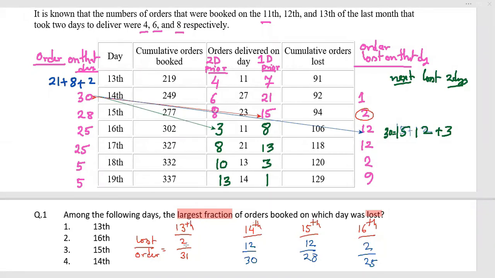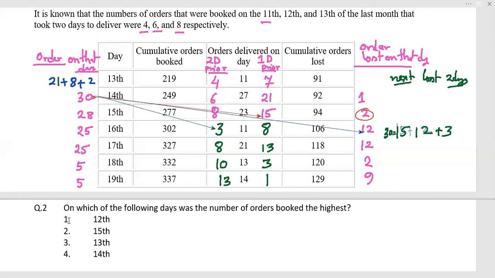Out of all those fractions, we need to find which fraction is the largest. Now we can see that 12 by 28 is the largest, because 2 by 25 and 2 by 31 are smaller, and between 12 by 30 and 12 by 28, 12 by 28 is definitely the largest. So the answer for this question is 15th. So option 3 is the answer.